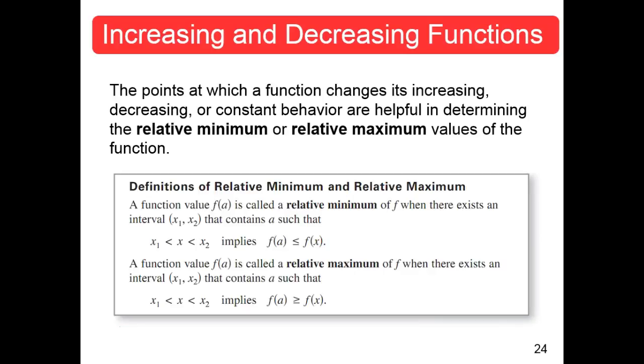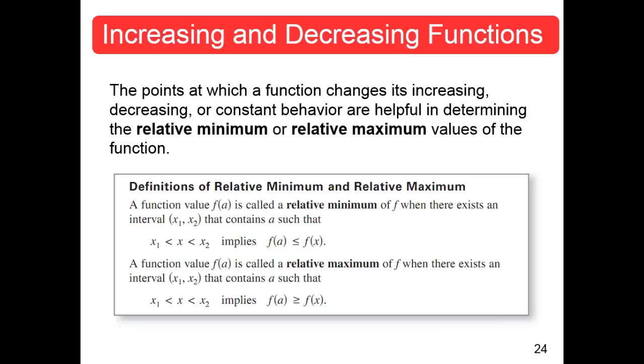Now let's talk about the points at which a function changes from increasing to either decreasing or constant. These points, which change its increasing, decreasing, or constant behavior, are helpful in determining the relative minimum and relative maximum values of the function. Okay? They won't tell you for sure, but they will help you anyway. Let's put it that way.